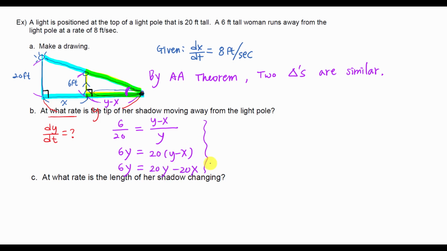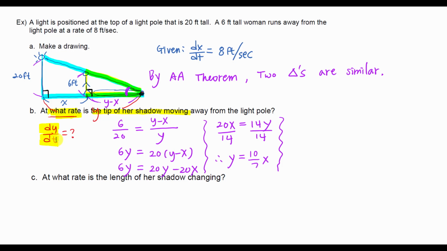Now I'm going to move x to the left, y to the right. So then I have 20x equals 14y, and you divide both sides by 14. I get y equals 10 over 7 x. Now what do we do? Well, I still need to find dy/dt.